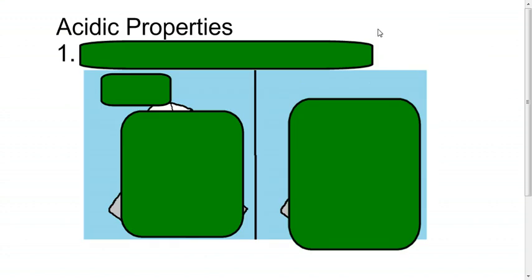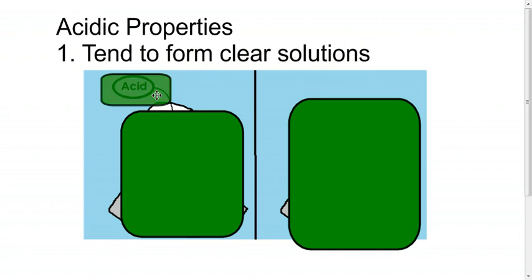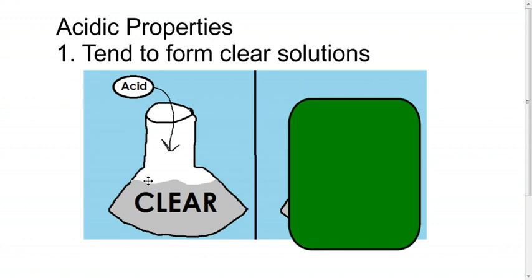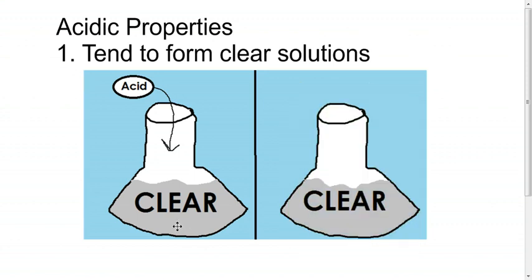Now, some acidic properties. Acids tend to form clear solutions. If I add an acid to water, it's going to be clear. Now, I know I've shown this as gray because I like the color. It would just be clear, like clear water. It starts as clear and it's going to end as clear. You wouldn't be able to tell anybody had added it just by looking at it, because it would be the same before and after.